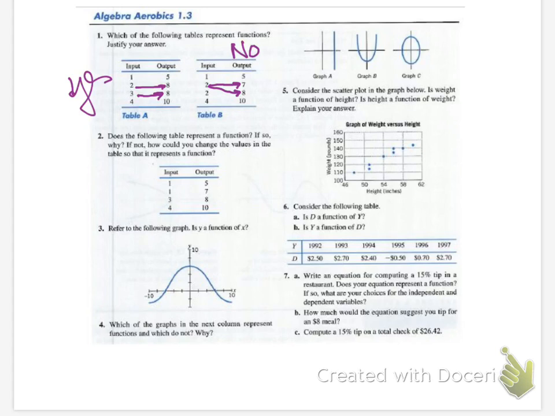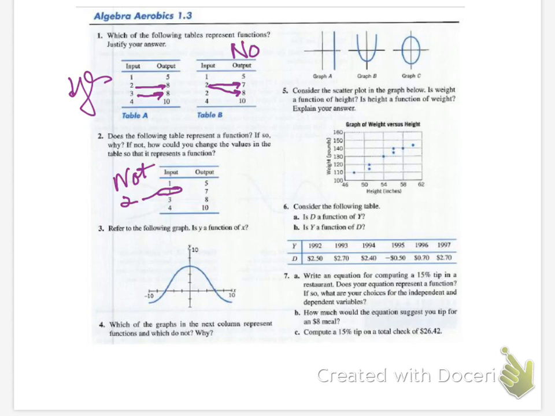Okay, number 2. Does the following table represent a function? If so, why? If not, how could you change the values in the table so that it represents a function? So let's look. Oh dear. I have 1 several times, but I have 2 different outputs. So what should I do there? This currently is not a function. How could I change it? What if I change the 1 to a 2? Now I have unique outputs and I have a function. So be able to change things so that you can get a function.